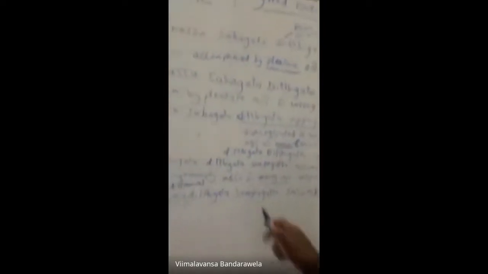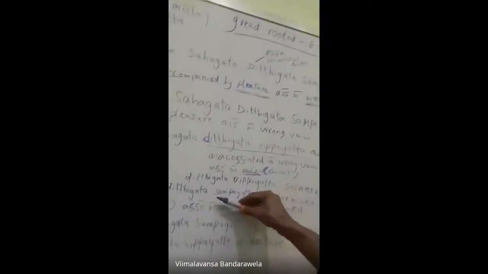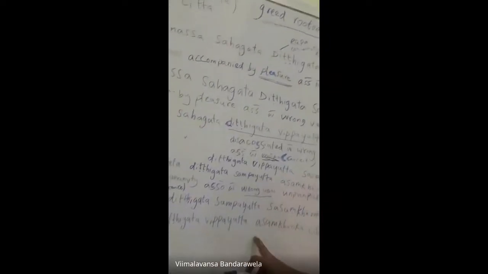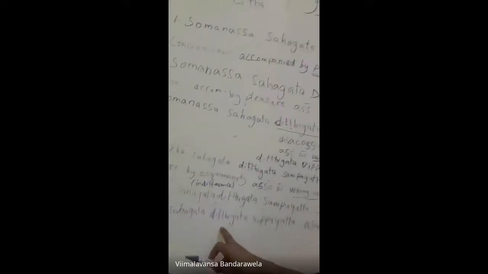Prompted. Is prompted. Okay? Then number 7. Now you have somanasa sahagata, ditthigata sampayutta two cittas and ditthigata vippayutta two cittas. Now this is the first citta, ditthigata vippayutta. Vippayutta means that upekkha sahagata, the consciousness associated with, accompanied by equanimity. Ditthigata vippayutta, asankharika means unprompted. Unprompted.